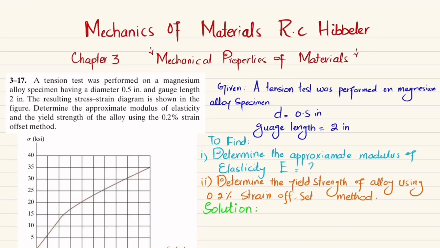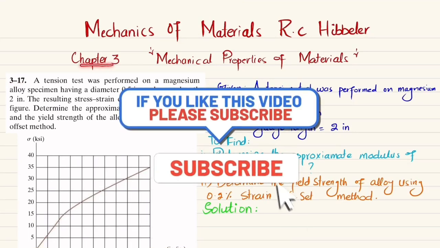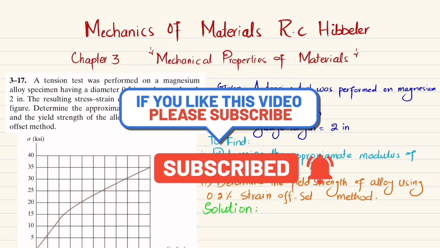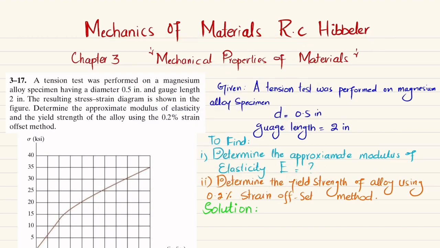Welcome back. Problem 3-17. This problem is taken from chapter number 3, Mechanical Properties of Materials, and the book name is Mechanics of Material by R.C. Hibbeler.